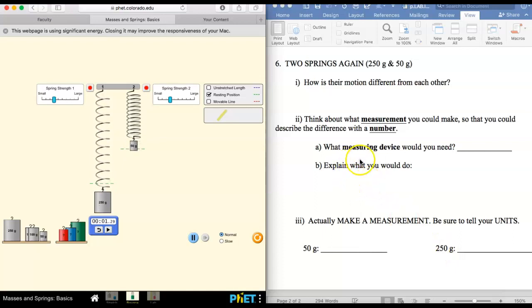Okay? So what measuring device would I need? A stopwatch. What would you do? You would measure the time for one complete cycle. And I did that. Let's check. Let's do that one more time and see if we get something similar. Okay, 1.27, 1.29, those are very similar.